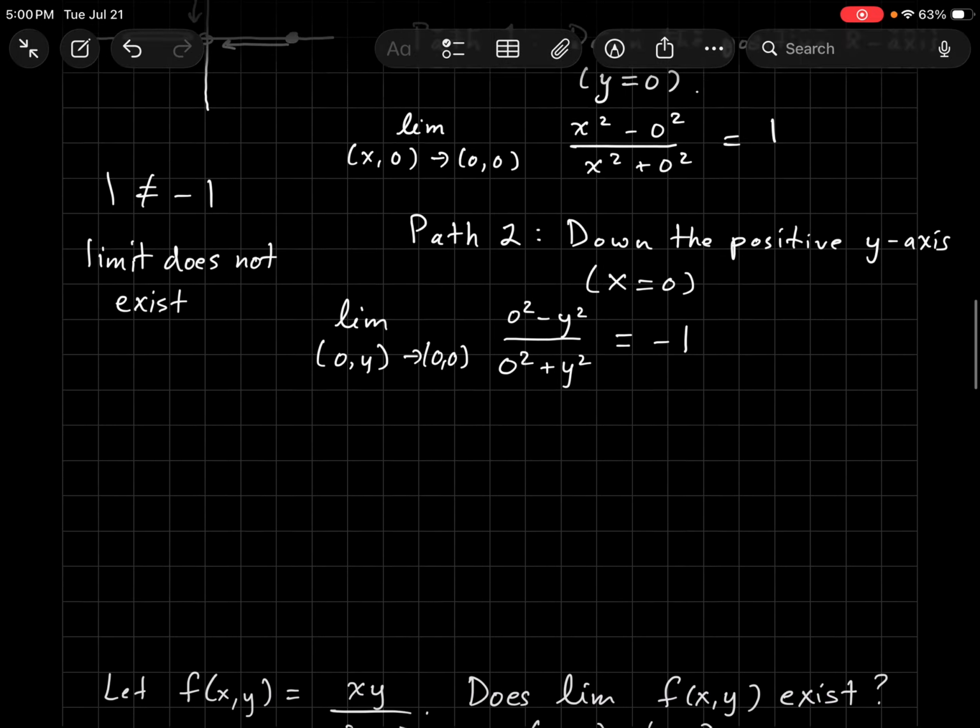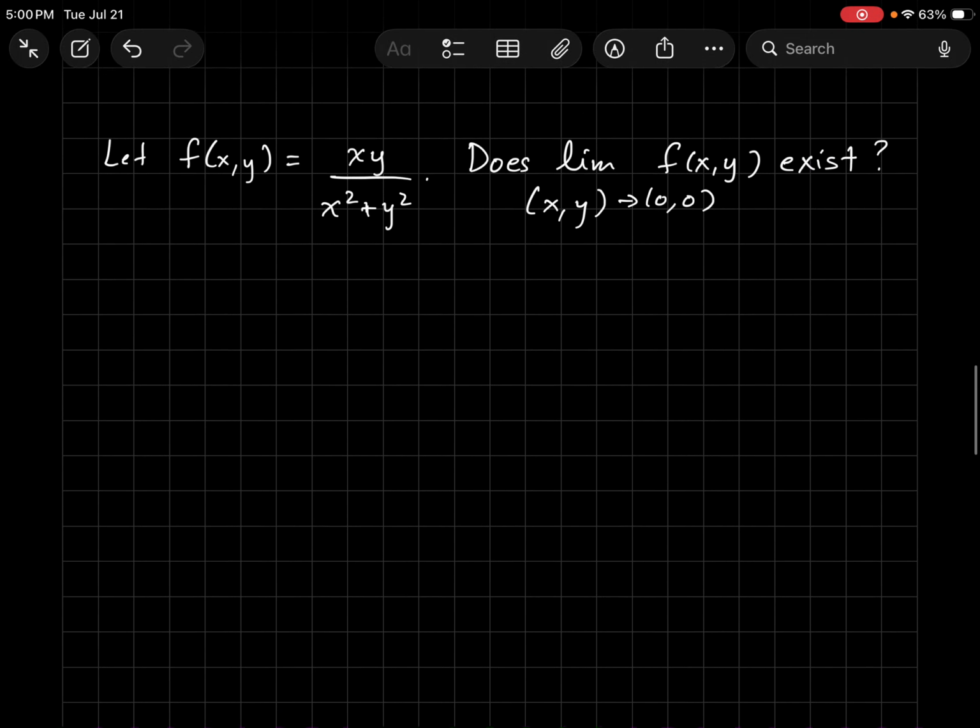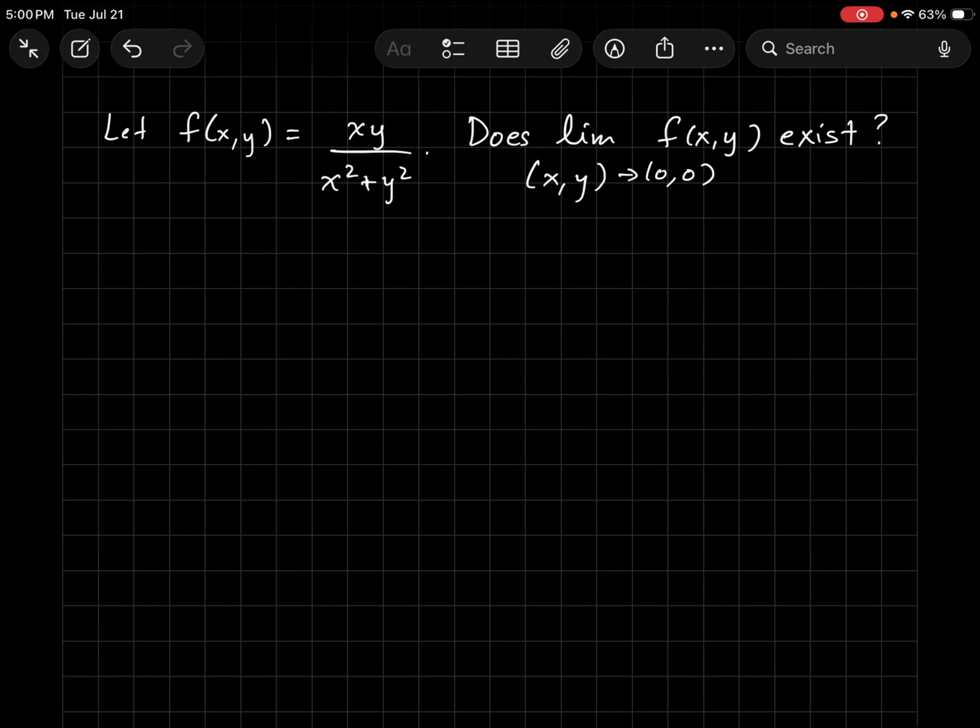Let's take a look at another example. F of (x, y) equals xy over x squared plus y squared. Now I'm asking you, does the limit exist or not? So once again, I'm going to draw xy axis and imagine the z coming out of the screen. And we're going to go towards the origin. And I'll do the same two paths. Let's do path 1, where y equals 0. So we're going down the positive x-axis like that.